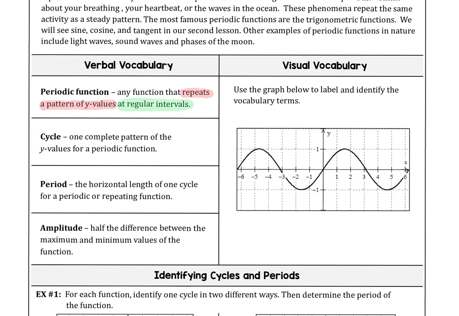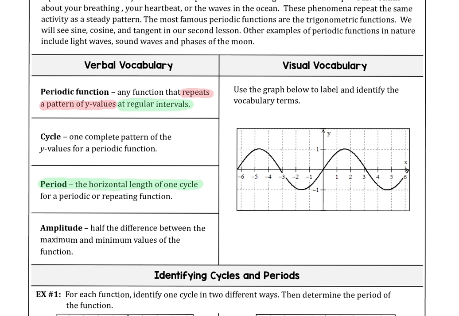And then when we go from that to a cycle, what a cycle is, well, how long does it take for us to complete a pattern of those y values before we start to repeat again? We're going to do a lot of practice here with cycles and identifying what those are, and then from there being able to identify what we call the period. The period is nothing more than the horizontal length of one cycle. Right off the bat, we're going to do some examples where all we do is figure out what the period is. How long on the x-axis does it take us to repeat that cycle?